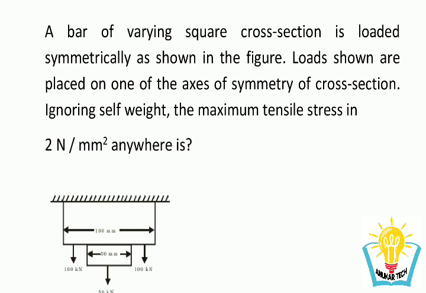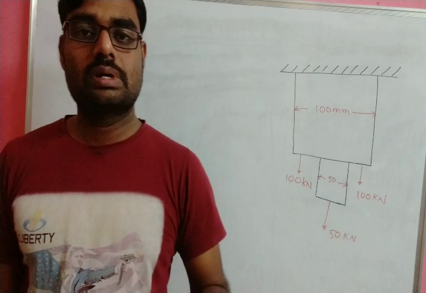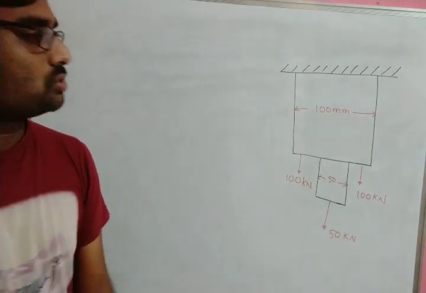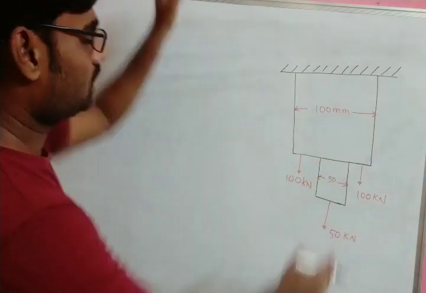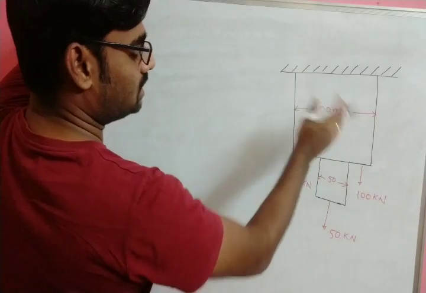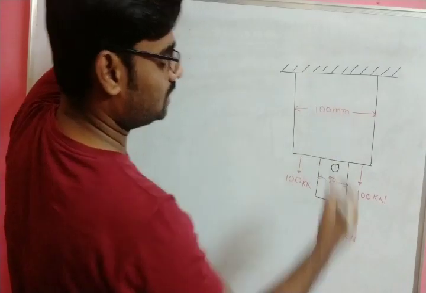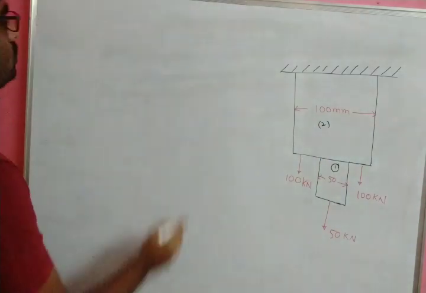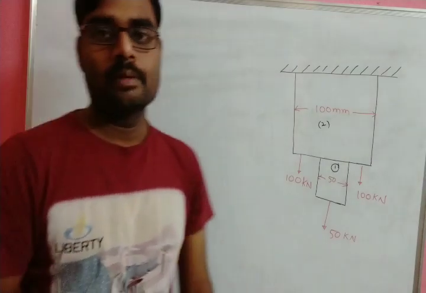So in this question you have to calculate the maximum tensile stress. Let's see how to solve this problem. Calculate the maximum tensile stress of the two cross sections. Let us take the first cross section, and the next one, the second cross section. Just find out the maximum tensile stress.